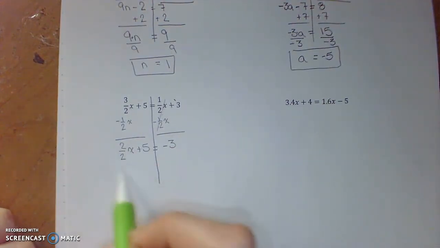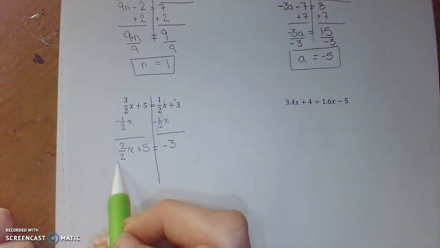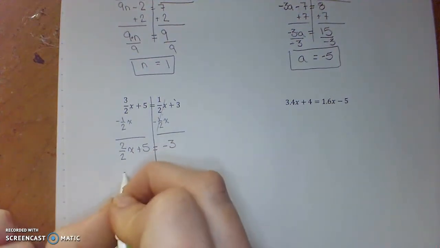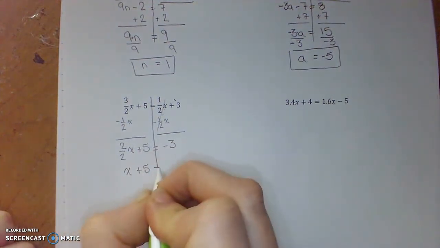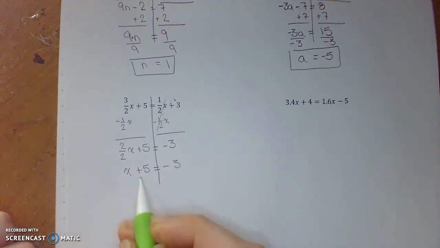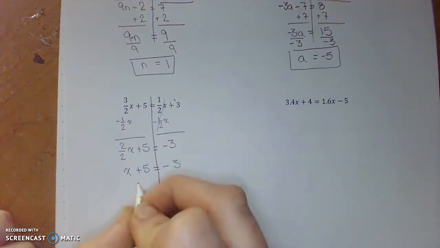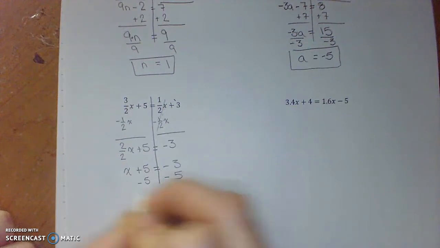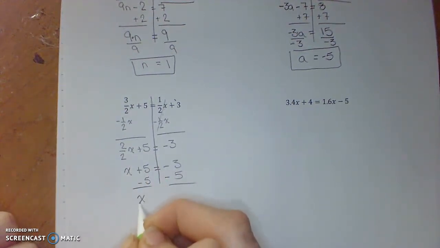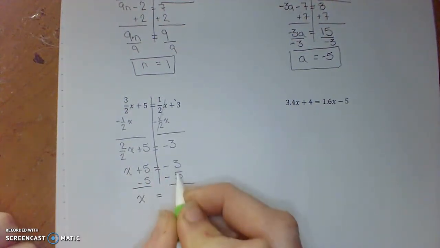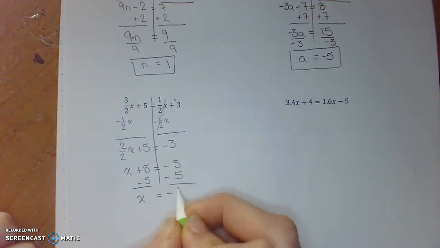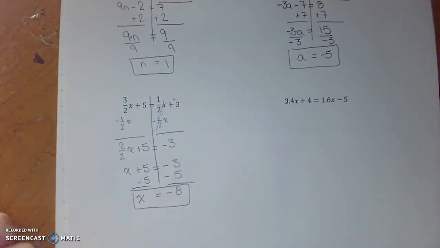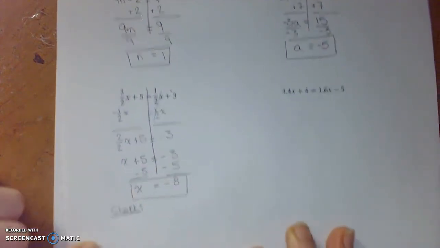Okay, so now I'm going to just rewrite this because 2 halves x is really just 1x or just x. X plus 5 equals negative 3. So now I can undo the plus 5 by subtracting 5 from both sides to end up with x equals negative 3 minus 5, which is negative 8. You can always check your answer by plugging negative 8 into the original equation.